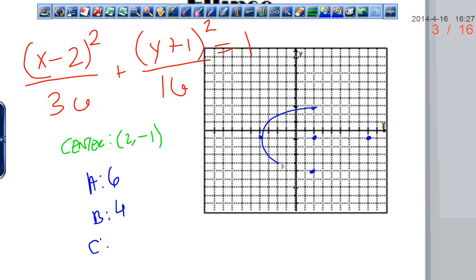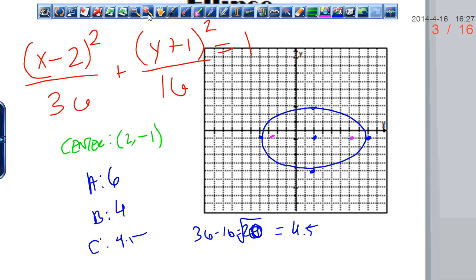So there's my ellipse. For c, I'm going to do 36 minus 16. I get 4. Nope, I get 20. Take the square root of that, and we get 4.5. So I'm going 4.5 to the left and to the right.